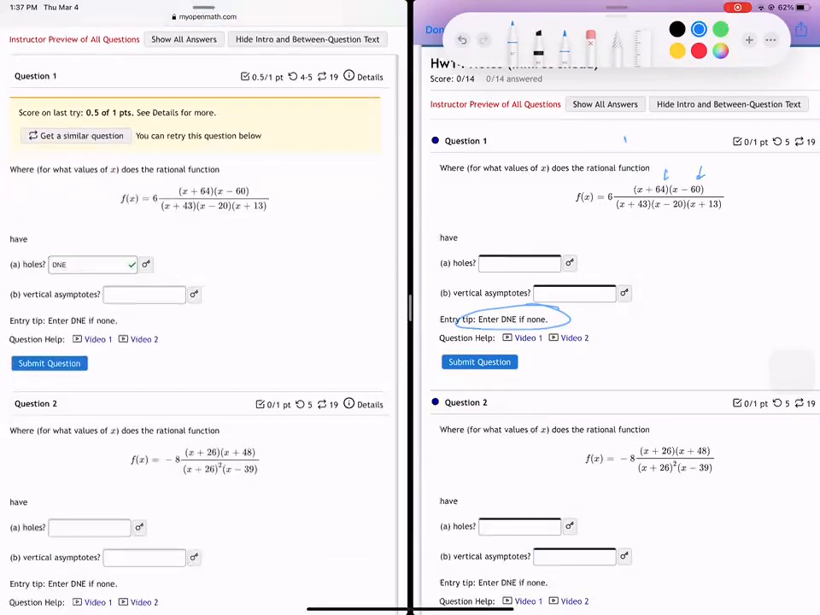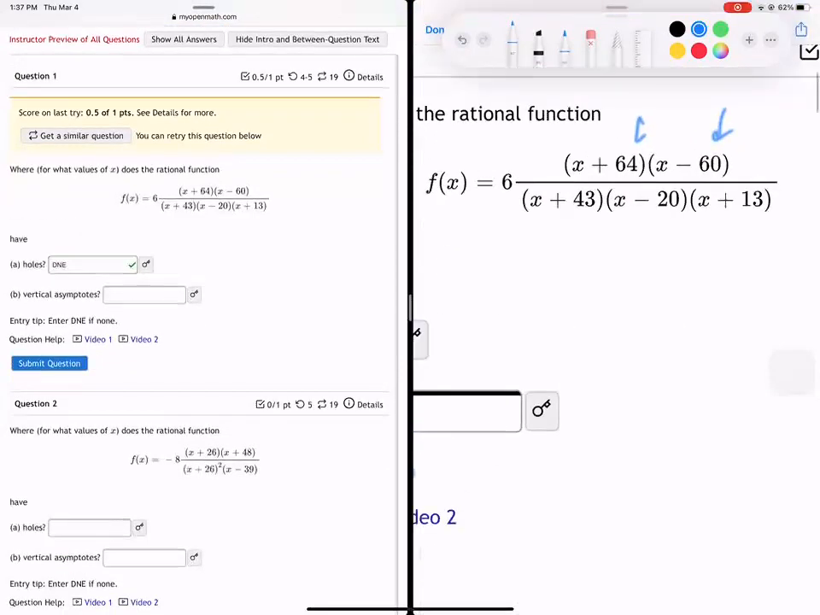What about vertical asymptotes? Looking at this problem, what are the vertical asymptotes? Do we look at the numerator or denominator for vertical asymptotes? Hopefully you remember we get a vertical asymptote when we're dividing by 0. That's negative 43 and positive 20 and negative 13. That's how fast we could be writing this. Bam, those are my three numbers. Easy peasy.